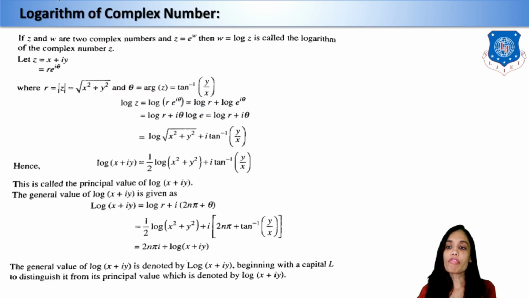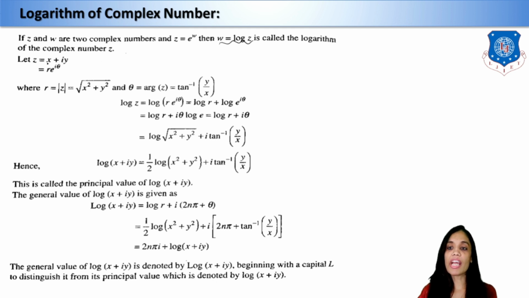Let us define the logarithm of a complex number. If z and w are two complex numbers and z is equal to e raised to w, then we can write w as log z. So this is called the logarithm of a complex number z.